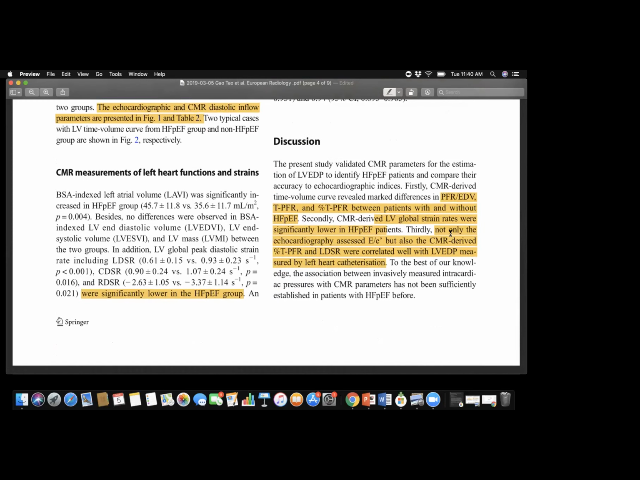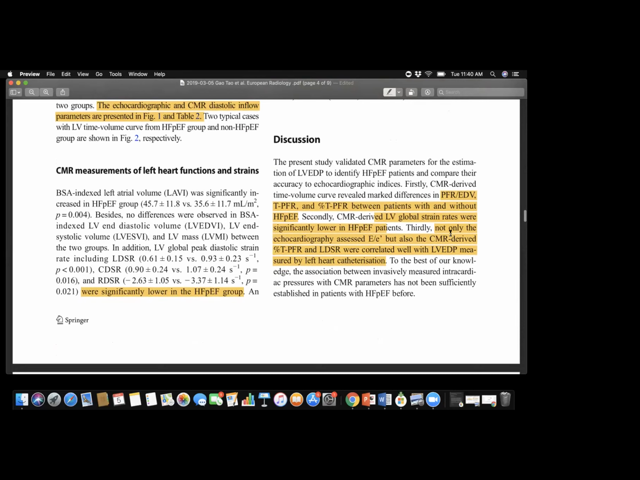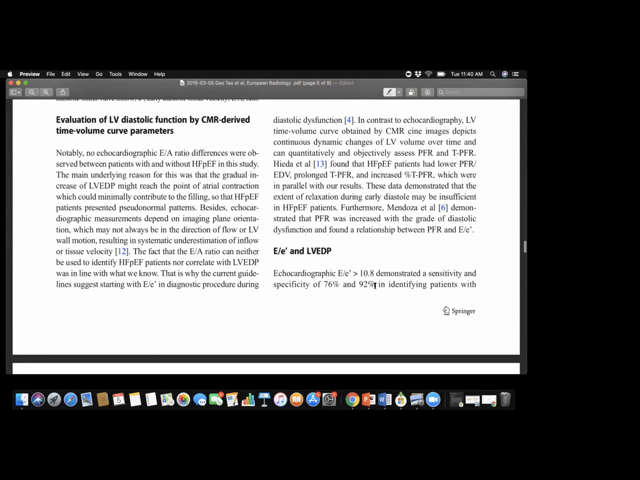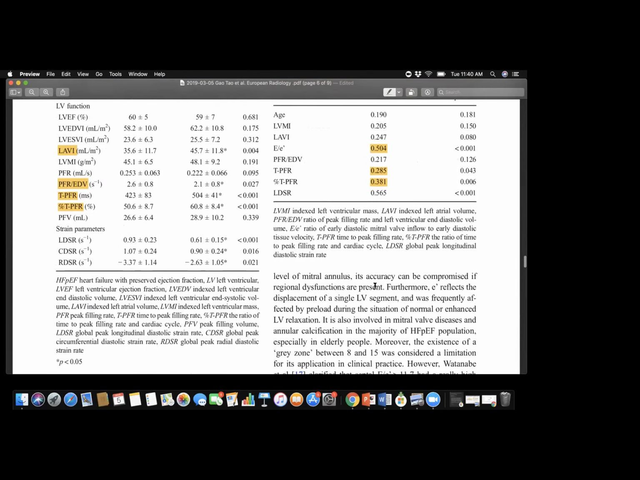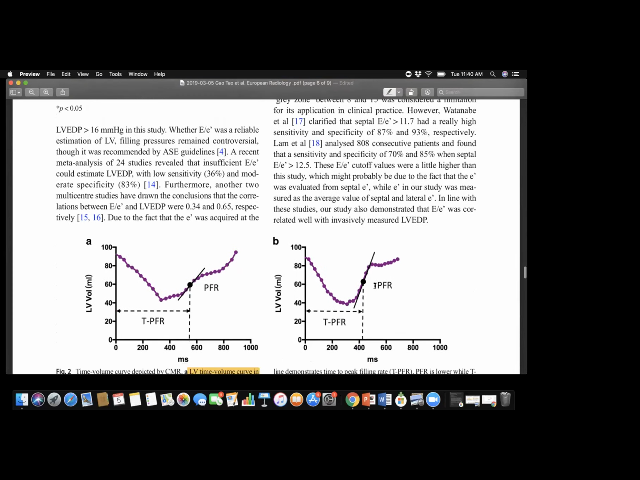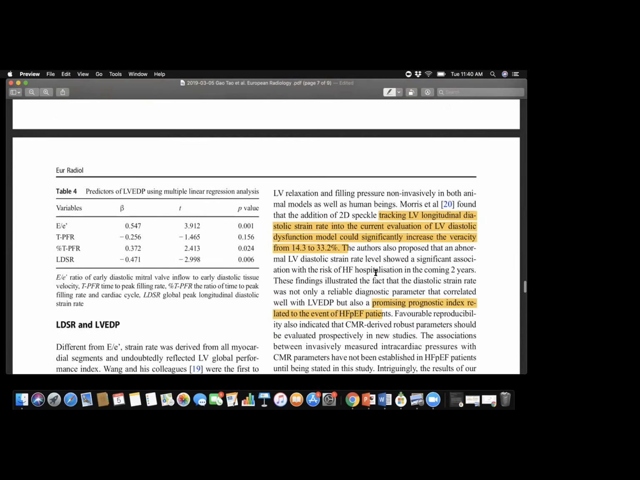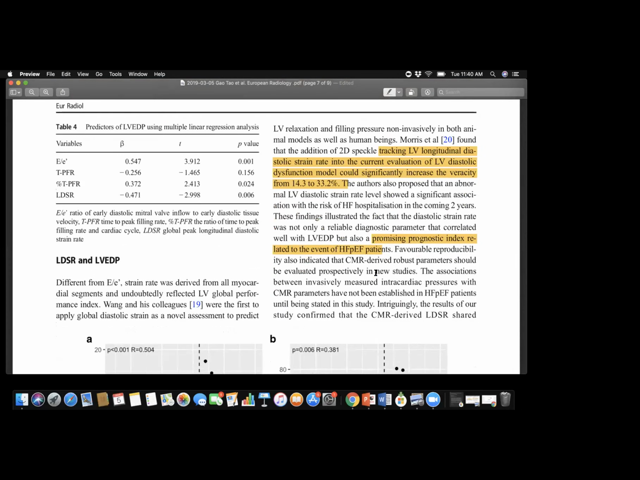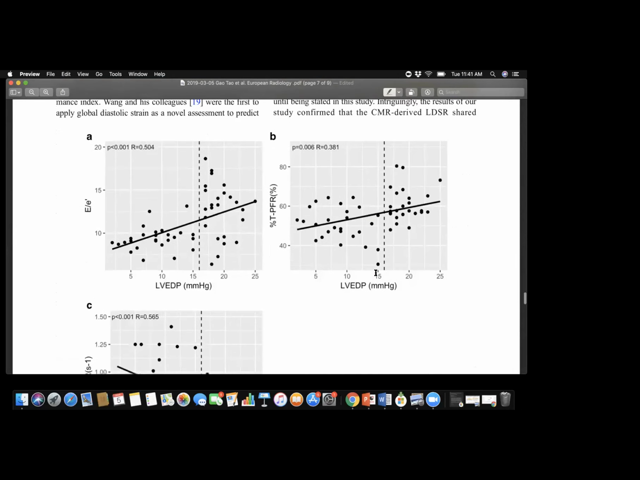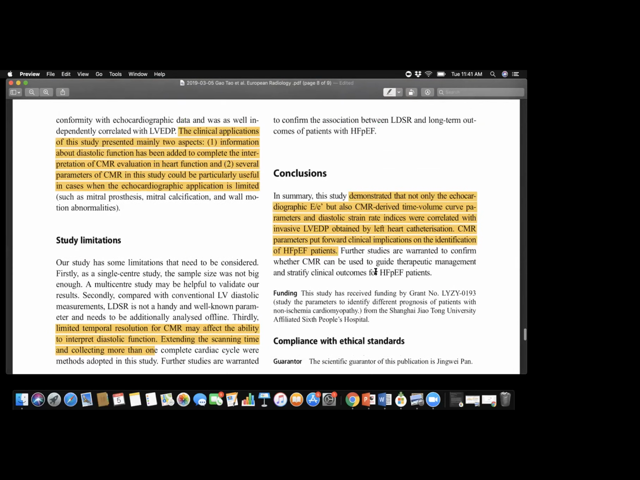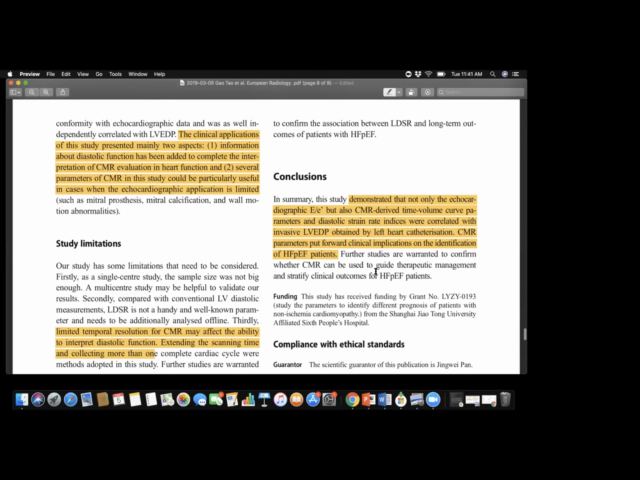So overall, to summarize, these CMR parameters added information in terms of diastolic assessment of the patient, and perhaps these parameters should be used in algorithms in assessment of diastology, and specifically in these patients with heart failure with preserved EF. So that was a summary of this paper. I could move on to the next paper, Matthias.